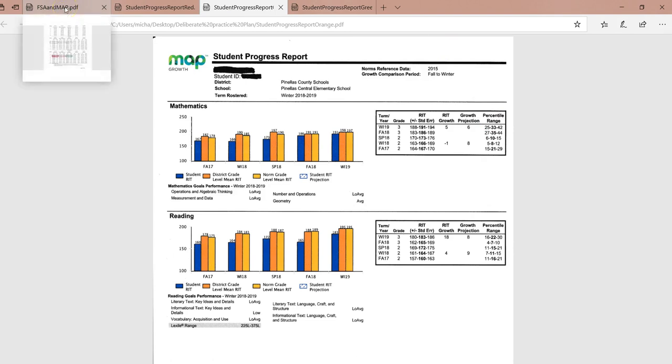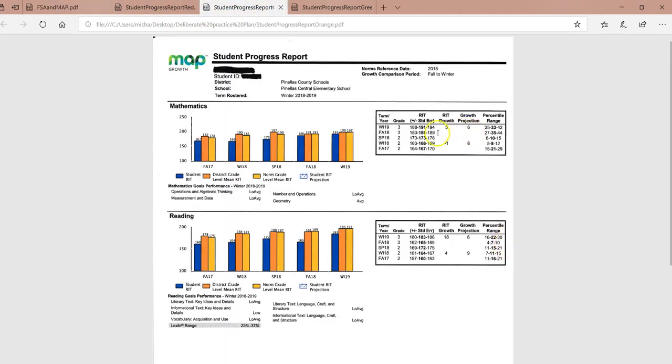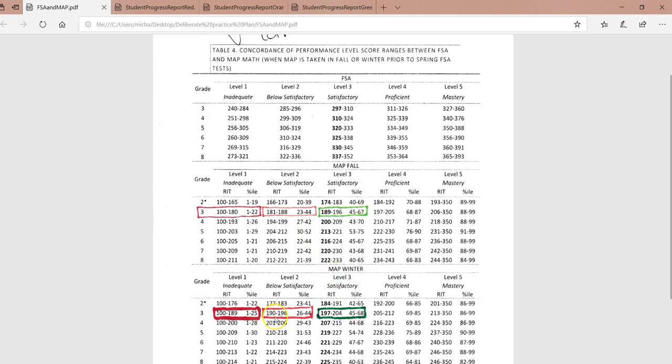As I look over at my handy map, I am looking at 191 in the 33rd percentile, and that falls in the level 2. So that shows that if this student were to take the FSA today, or within the next couple of days, that's likely where they would fall in terms of the FSA.